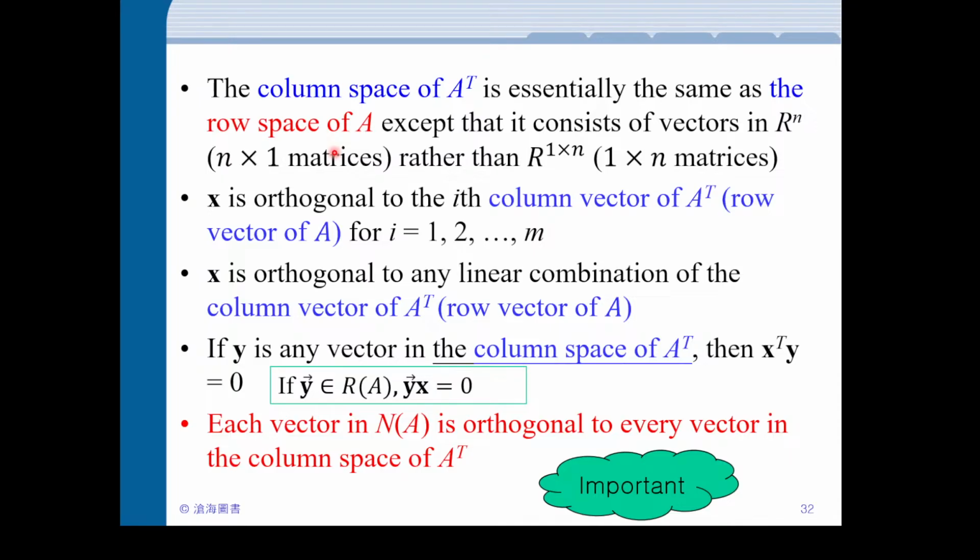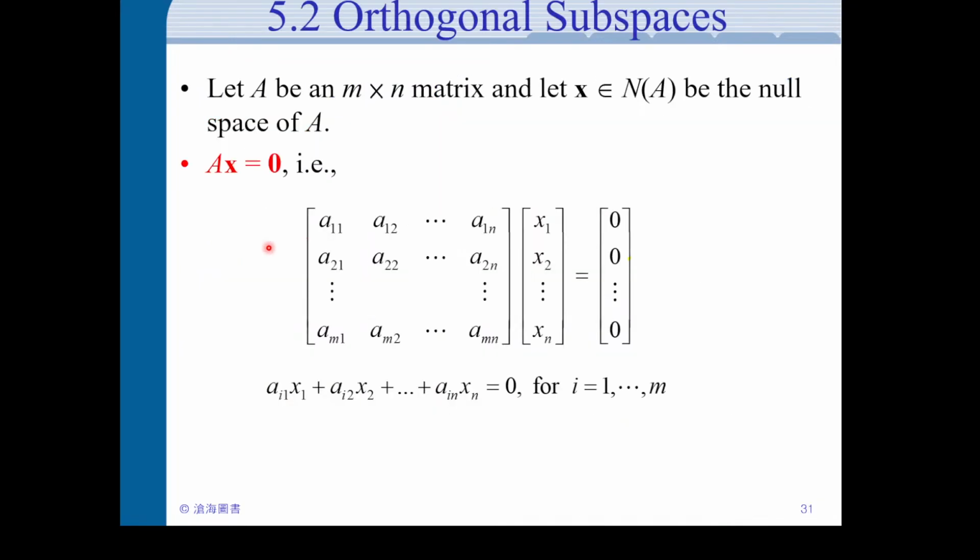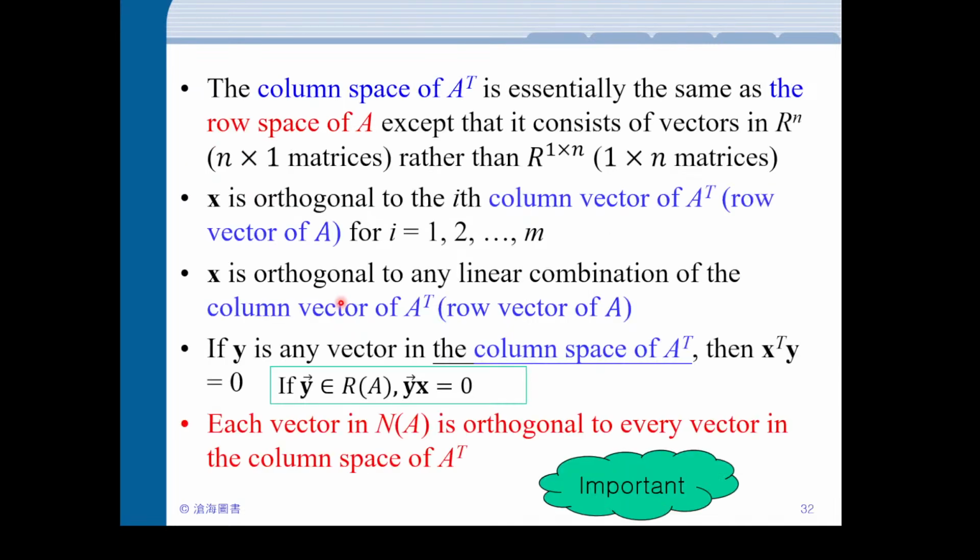With that insight in mind, let's go back to this example. Because of those 0s, we see that x is orthogonal to all those rows, or all those columns of A transpose.